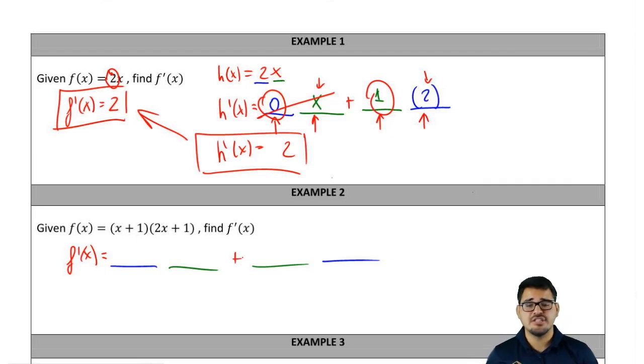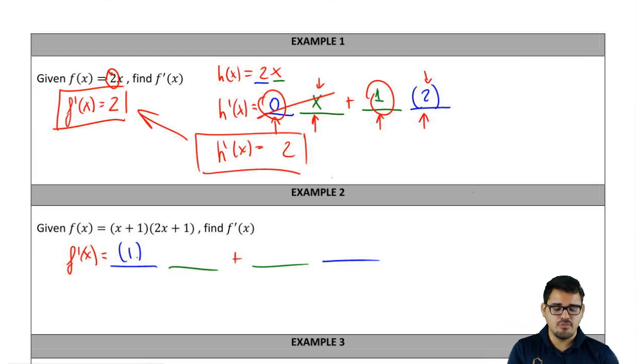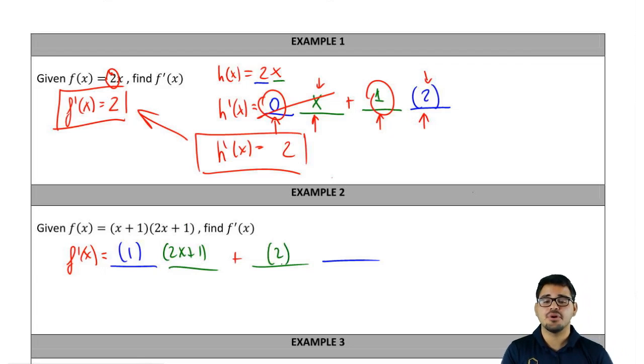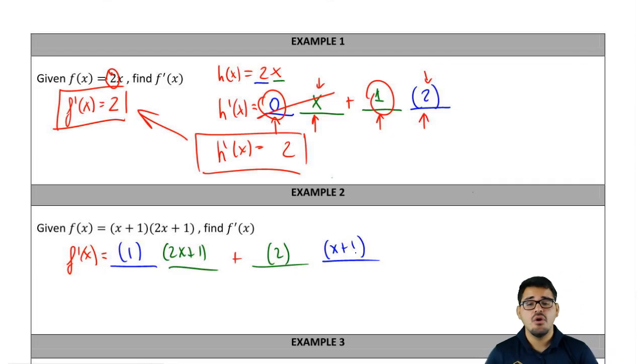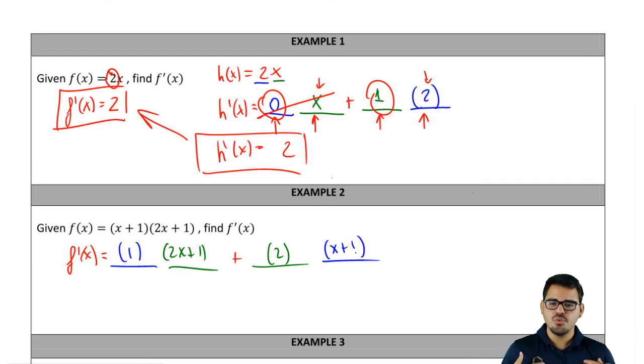So now we start off by deriving the first function, right? So we take the derivative of the first, which is just going to be 1. And then we multiply by the second, which is just 2x plus 1. And then we're going to derive the second. The derivative of 2x plus 1 is 2. And then we multiply by the first, which is x plus 1. So see here, we did no foiling, no distributing, no combining like terms, we just went straight into the derivative, right?